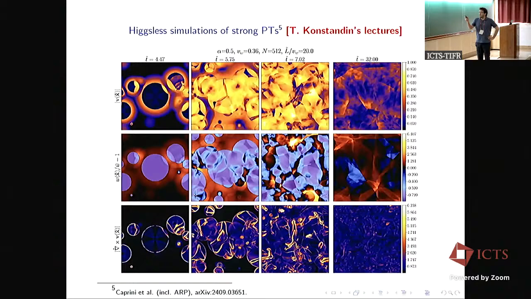So then, of course, you have already seen this from Thomas' lectures. That now the simulations for strong phase transitions with the Higgs-less. Yeah, sorry.